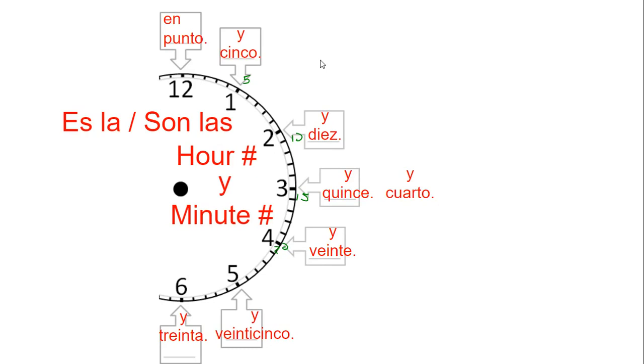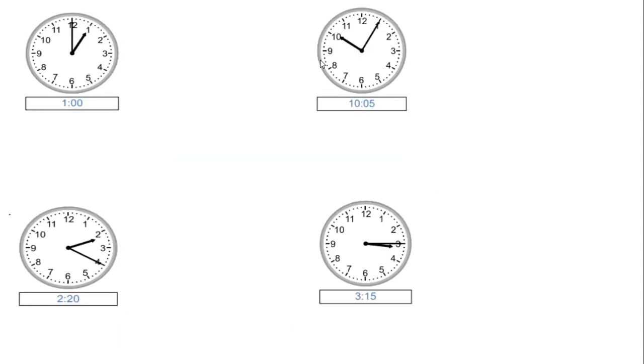Most people don't say like 1:30, 2:30, 3:30. They say es la una y media, it's 1 and a half, 2 and a half, which the and a half doesn't really sound right in English, but in Spanish it does. So a few practice problems.